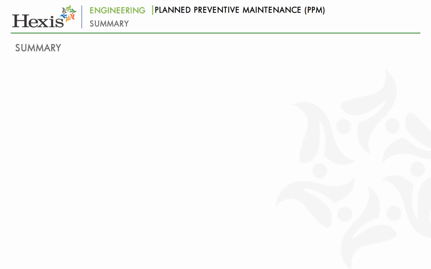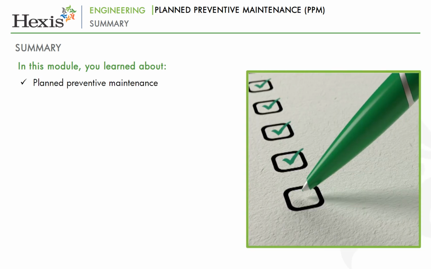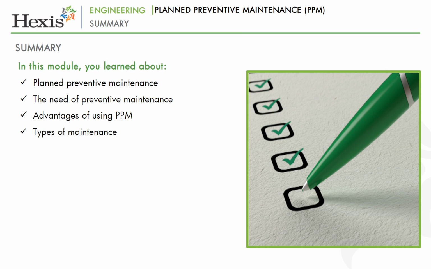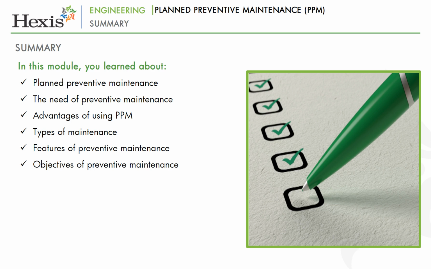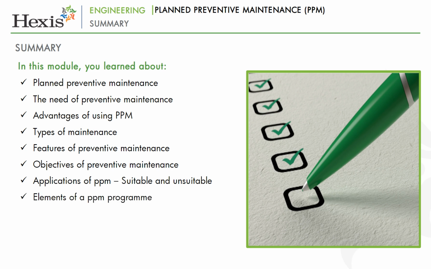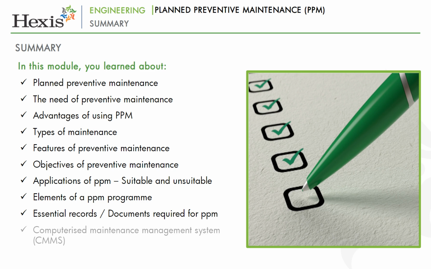That brings us to the end of this module on Planned Preventive Maintenance, PPM. In this module, we looked at Planned Preventive Maintenance, the need of preventive maintenance, advantages of using PPM, types of maintenance, features of preventive maintenance, objectives of preventive maintenance, applications of PPM, suitable and unsuitable, elements of a PPM program, essential records or documents required for PPM, and the Computerized Maintenance Management System, CMMS.